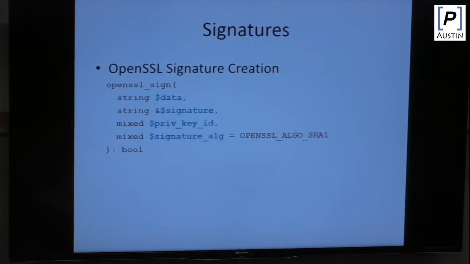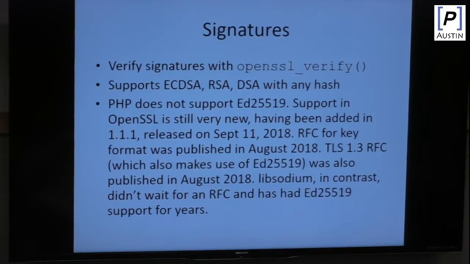Let's see, yeah, you have verify with openssl_verify, and this one supports ECDSA, RSA, and DSA, but it does not support Ed25519, which would have suited you more. If you need some compatibility, you would need this one for best practices. If you're going to be interoperable with yourself, then you would need Ed25519 libsodium. But PHP doesn't support Ed25519, like I said. OpenSSL support for Ed25519 is actually still very new. Ed25519 was only minted on the 11th of last year, and the RFC describing the key format was only standardized in August. Given that, I don't think it's super surprising that OpenSSL doesn't support Ed25519 yet, or at least PHP's binding to it doesn't.